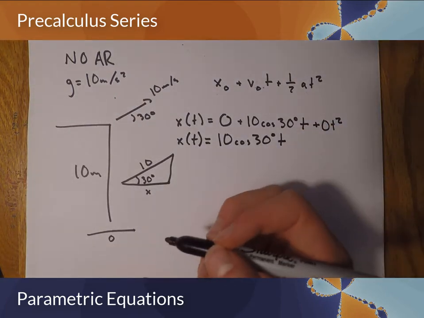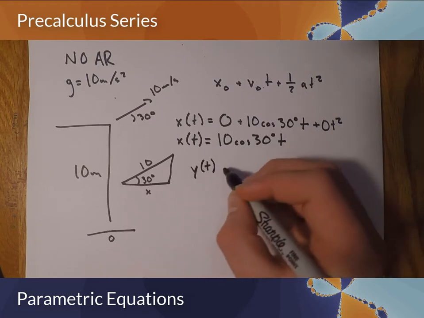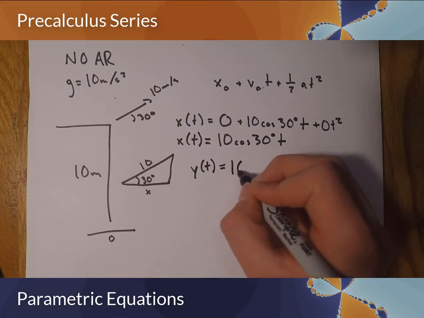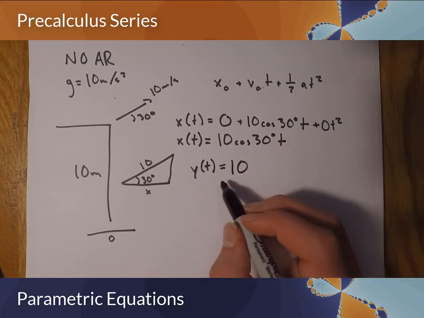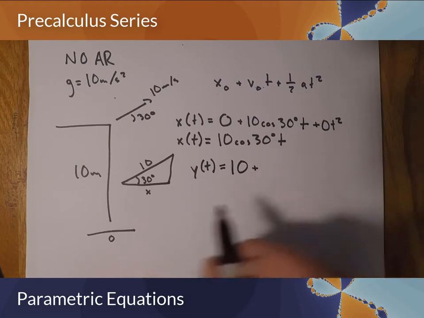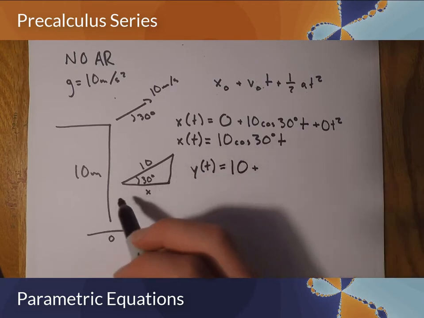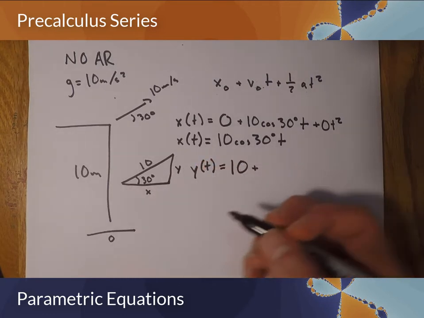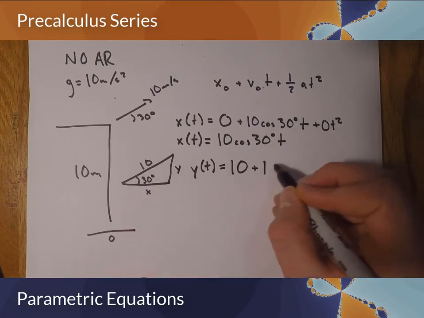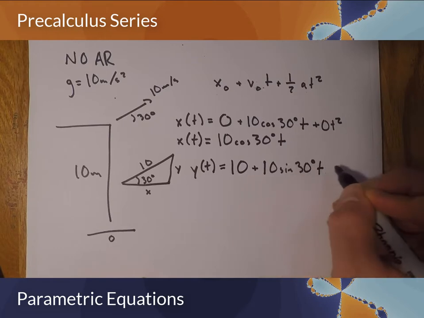Now for the y component, it's a little bit trickier. Now the y component starts at a height of 10 meters. So we have 10 meters here, and now we've got to add its velocity. Now for the x component, we multiplied 10 by the cosine of 30 to get its x component. So for the y component, we need to multiply 10 by its sine. So it's 10 sine of 30 times t.